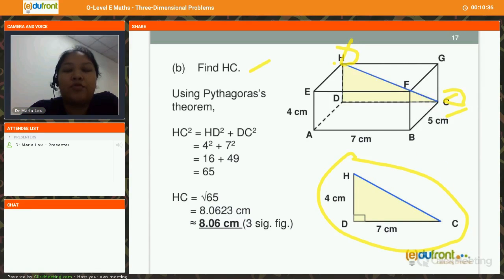HDC, and then we do know that DH has a height of 4 cm, CD has a length of 7 cm. So are we able to find the length HC? The answer is yes. Again, we make use of Pythagoras theorem because we are dealing with a right angle. So the answer works out to be square root 65. And our final answer is 8.06 cm, corrected to 3 significant figures.